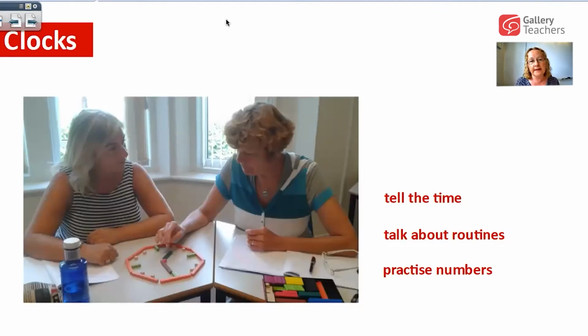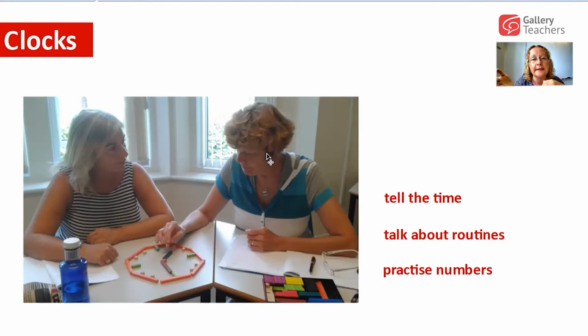Okay, really simple thing with loads of mileage is making clocks with rods. As you can see, these lovely ladies have made a clock. Now, in this case, they've made quite a serious clock because they've also put the orange outline. You don't need to do that at all, but you can just lay out the rods and think about, first of all, depending on level, practicing simply telling the time. So it's going to be a very quick way to look at quarter past, quarter to, half past, it's noon, it's midday. But obviously as soon as you've got a clock, apart from telling the time, you can talk about routines.